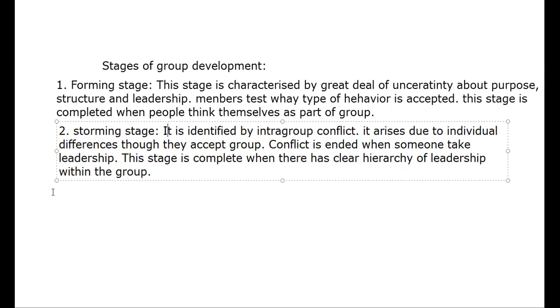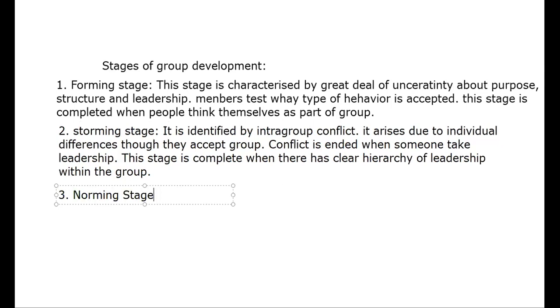Number 3 stage is the norming stage. So in the norming stage, what happens? Close relationships develop and the group demonstrates cohesiveness, and there is a strong sense of identity among the group members.